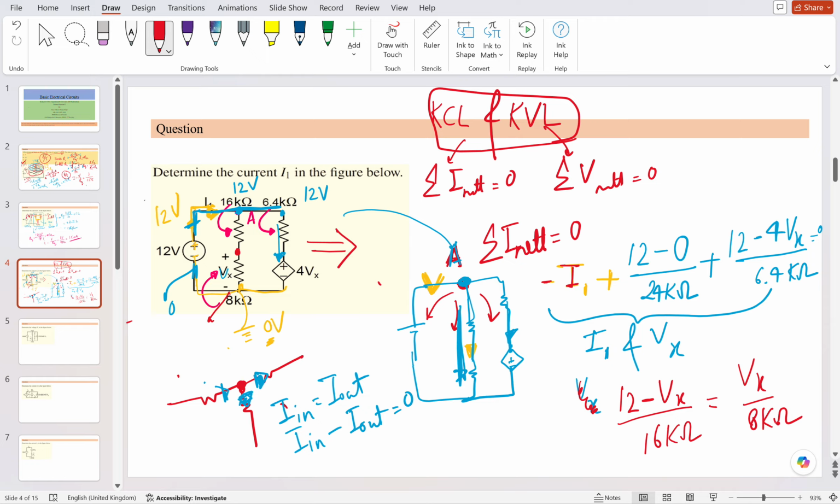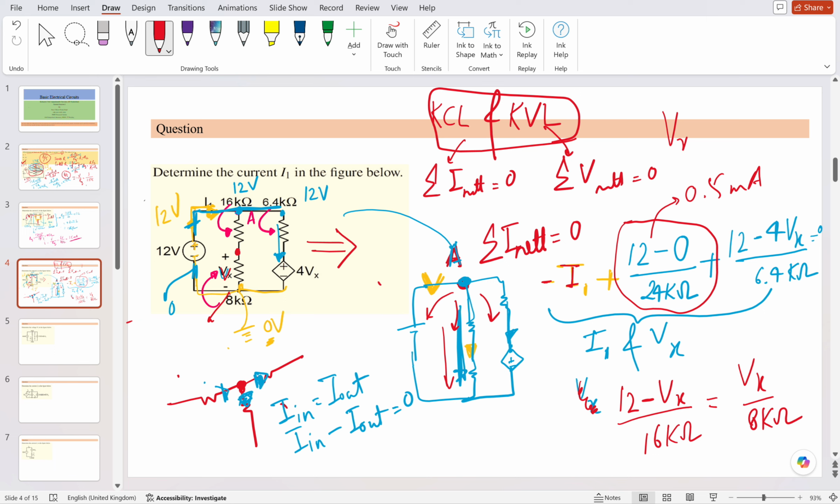Are you getting my point? Because it's a series branch and the voltage Vx is given here, I know what the current flowing is. The current which will flow here is 12 divided by the total resistance. It's basically this one only. It's 0.5 milliamps which will flow.